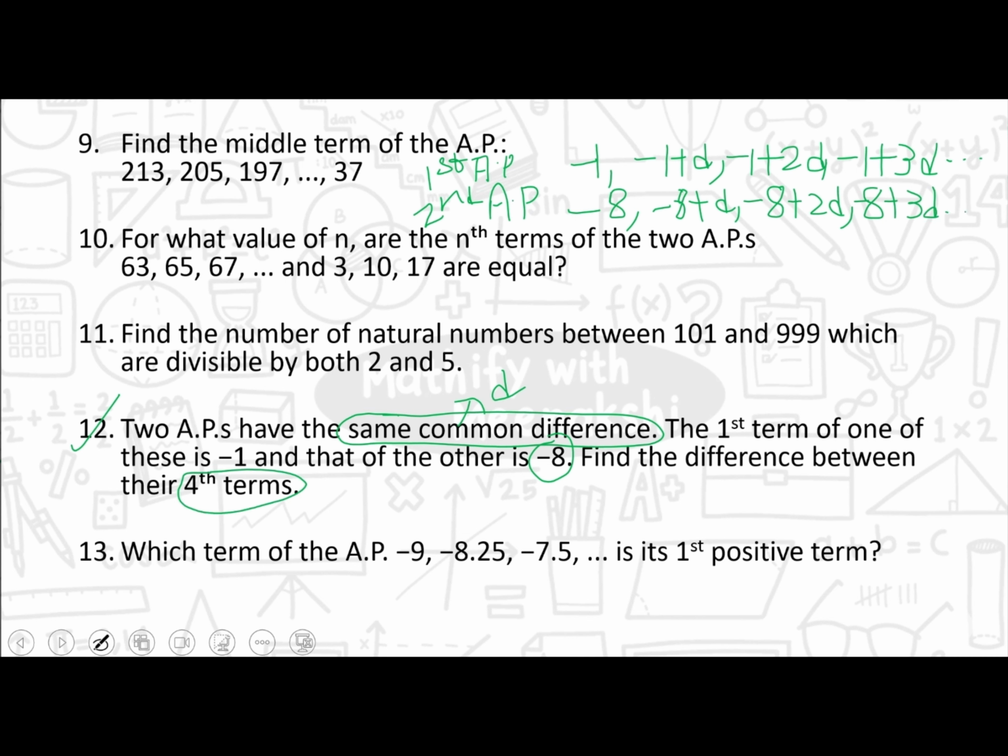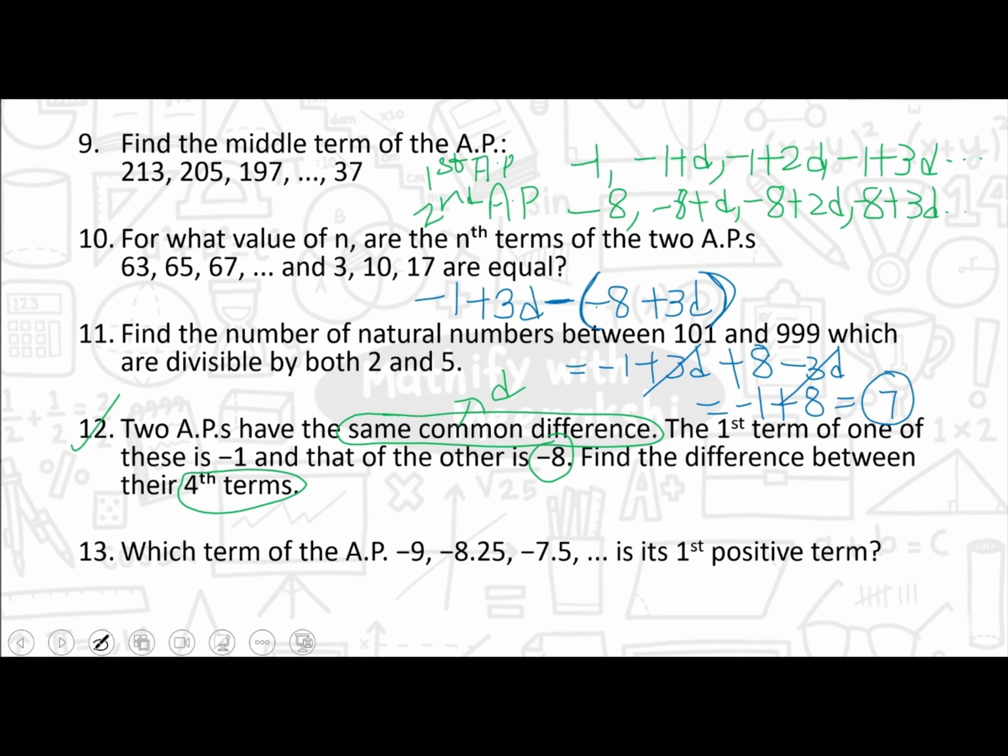So if you have to find the difference between the fourth terms, what is the fourth term for this? You can write minus 1 plus 3d, minus the fourth term of the second AP, that is minus 8 plus 3d. If you open this bracket, as you know, whenever we open this bracket, what is minus minus? It's plus. So it's plus 8, and again minus plus is minus, so minus 3d. 3d you can cancel. You are left with minus 1 plus 8, and the answer is 7. The answer is positive 7.